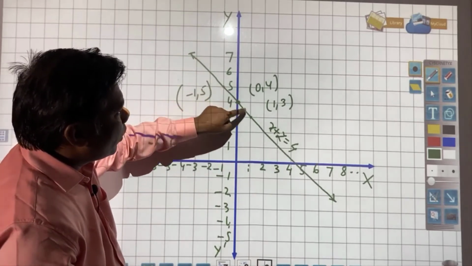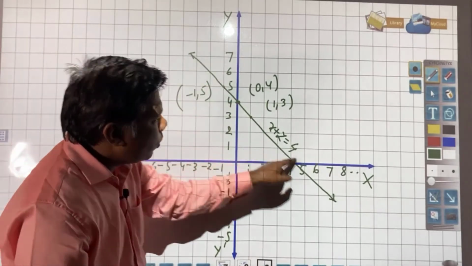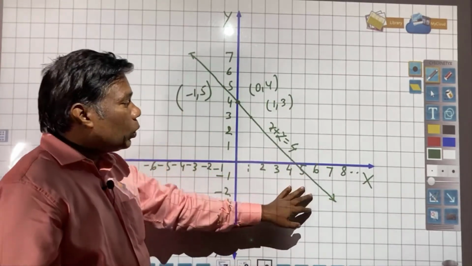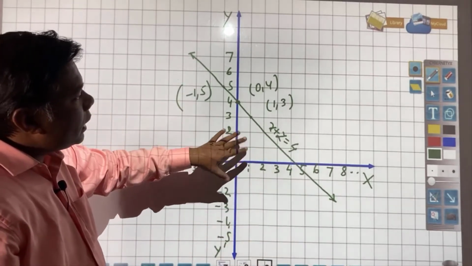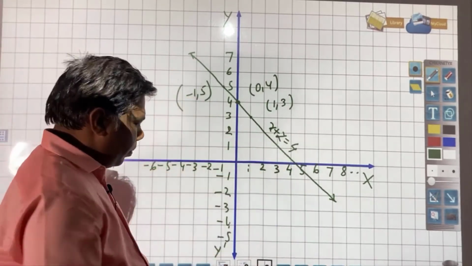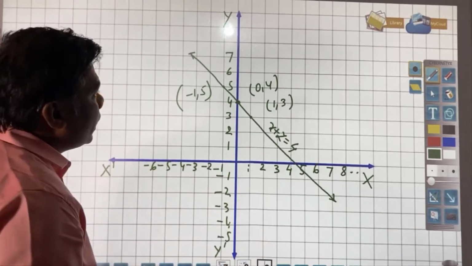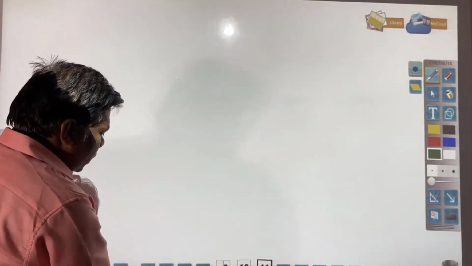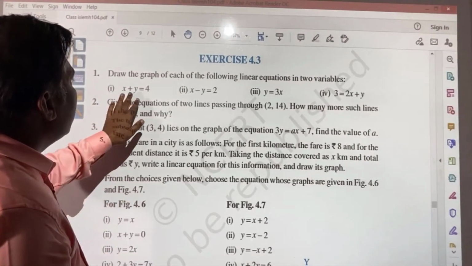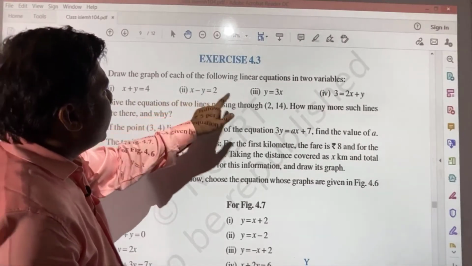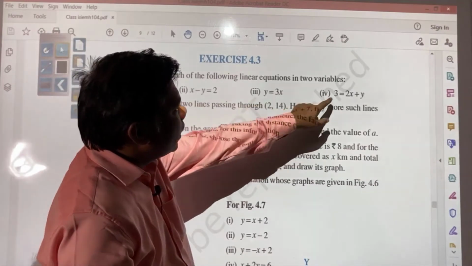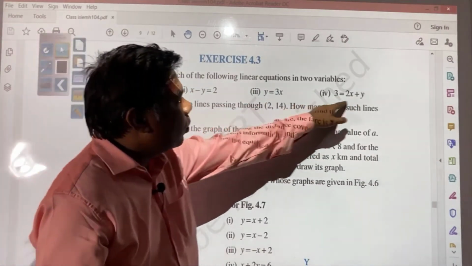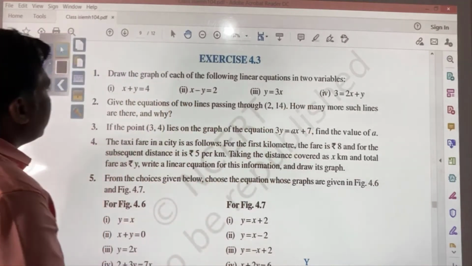So these 3 points you have got, and then you need to join this line and straight line you will get, and this shows linear equation is having straight line. So in this way graph is required to be plotted. So rest others whatever are there, here you have x minus y is equal to 2, y is equal to 3x or 3 is equal to 2x plus y. These all are required to be plotted by yourself.